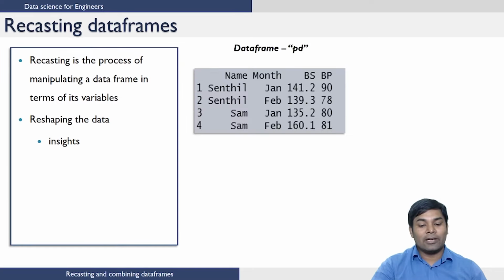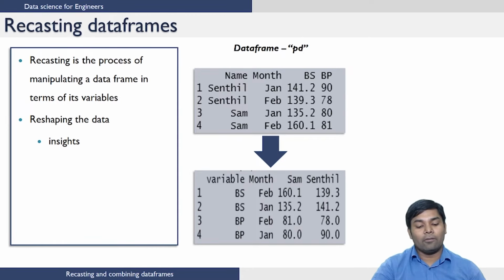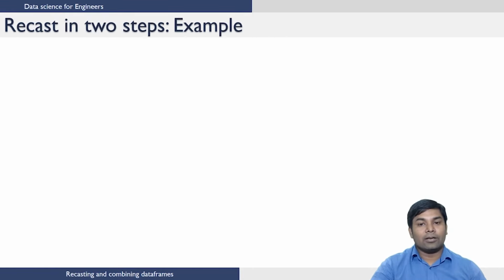Let us take a data frame which was created in the last lecture. Let's say we have the data frame named PD, which has columns name, month, blood sugar and blood pressure. Now you want to convert this data frame into the other form shown below, where you have blood sugar and blood pressure as the variables of importance to you. This involves an operation called recasting. This recasting is demonstrated using an example here.